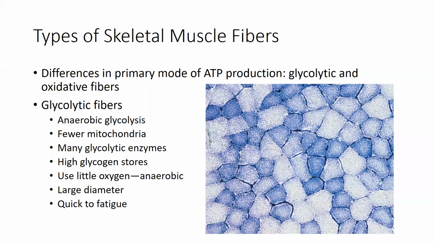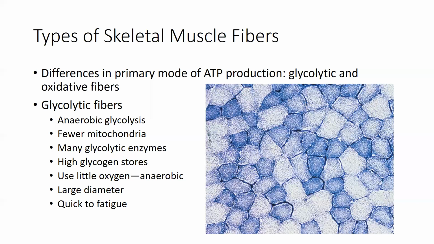Okay? They use little oxygen and they are anaerobic. Again, they are not relying on oxidative phosphorylation, so they do not need oxygen, which means that they are anaerobic. And this is also going to be important in their diameter because they don't need that diffusion of oxygen. These fibers are bigger in diameter. If they relied on oxygen, they would need to be smaller, so there was a smaller distance for the diffusion of oxygen. But because they are not reliant on oxygen, they have a larger diameter. They're bigger fibers, okay? And lastly, they are quick to fatigue.